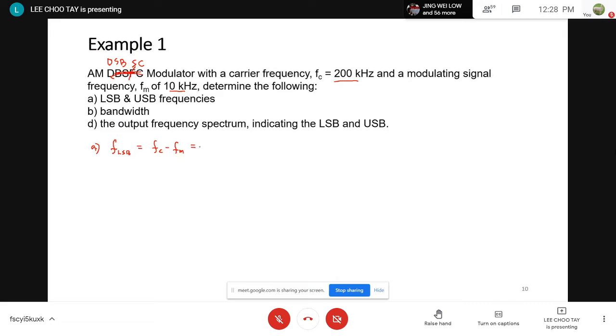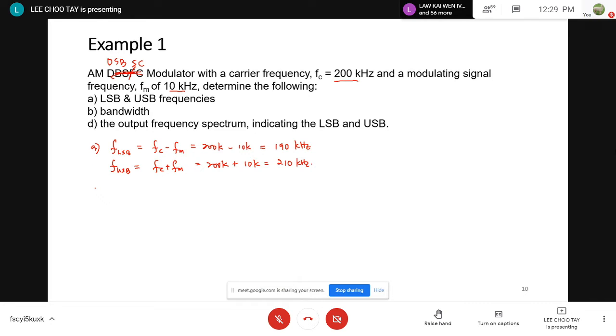So that will give us 200 kilohertz minus 10 kilohertz. No, minus. So this is minus. You can do it on your own faster; I write very slow. So that will give me 190 kilohertz. And the upper sideband frequency will be equal to FC plus FM, and that is 200K plus 10K, which will be 210 kilohertz.